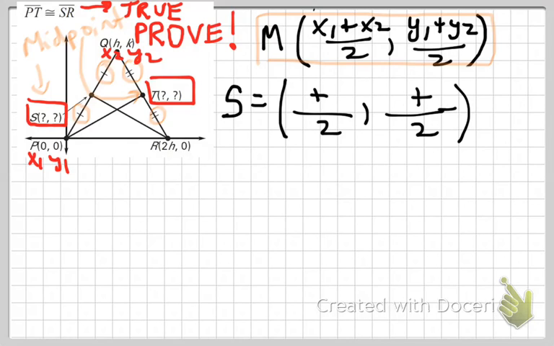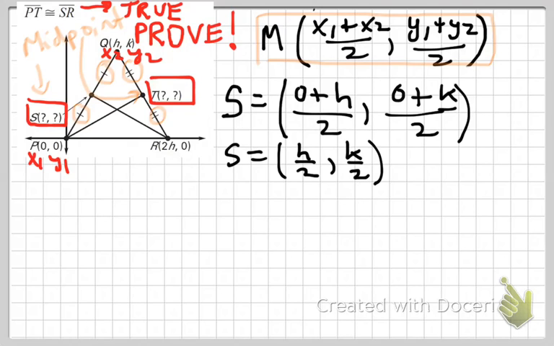So what are the x's? Well, we have 0, that's convenient, and h. And the average of the y's is 0 and k. How convenient. So we get S is half of h and half of k. There's our midpoint. So we found one of them, so we're happy. We've done maybe a quarter of the problem.